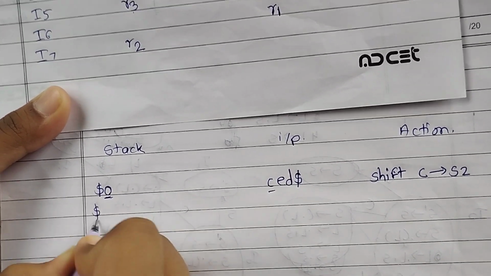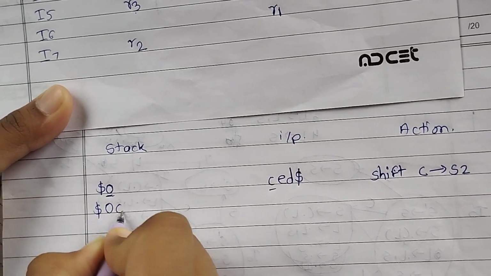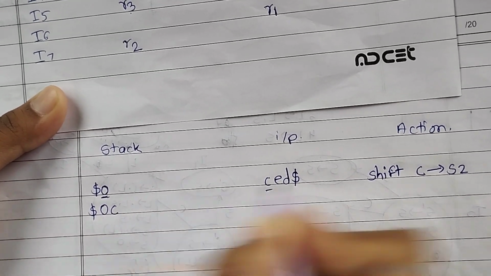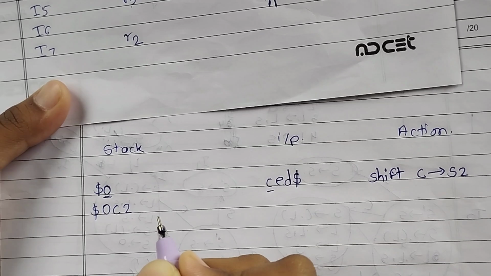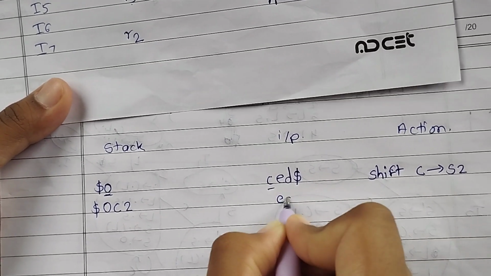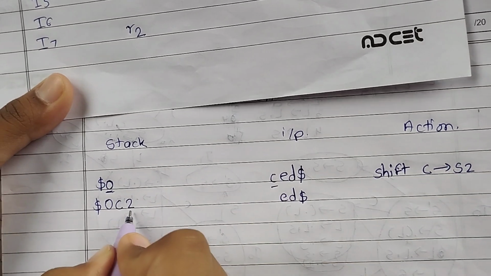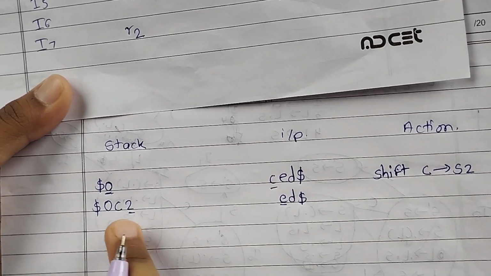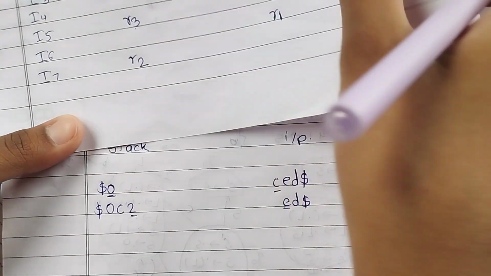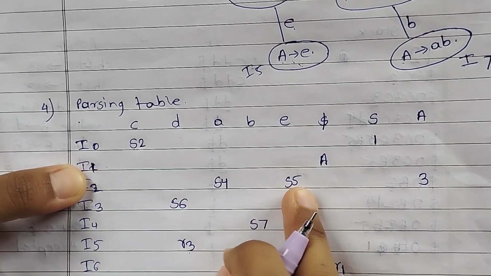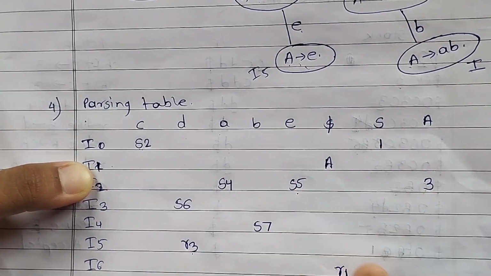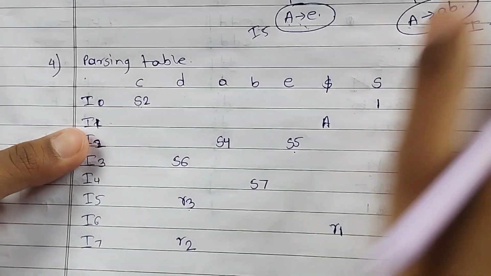So now $0, now c, this c we shift here, and the number is 2. Now the rest, d$, stays as it is, because we shift c here. Now 2 and e means I2 and e. So I2 and e is S5, which means shift S5.